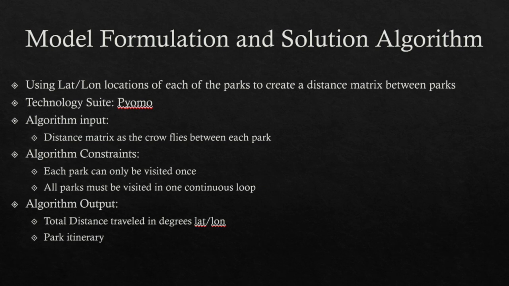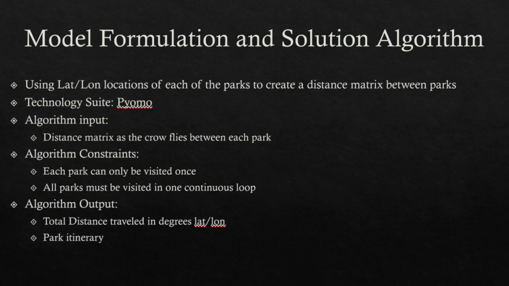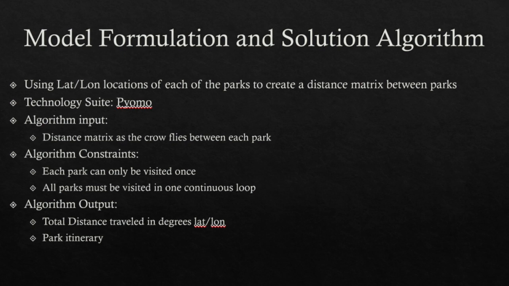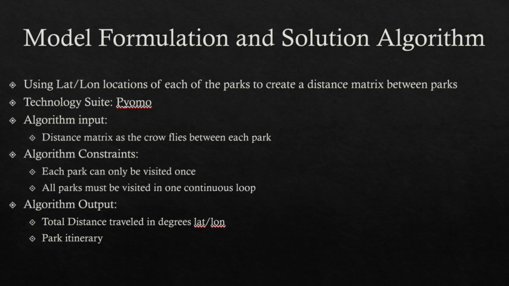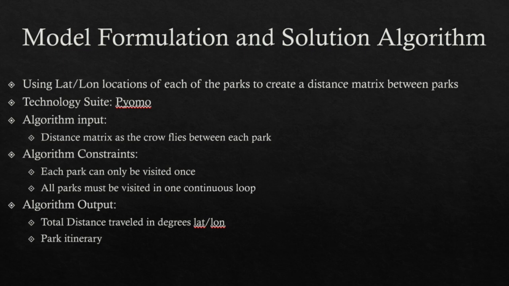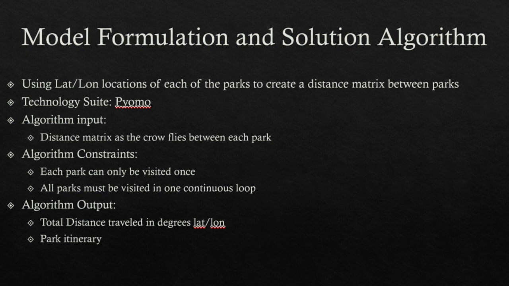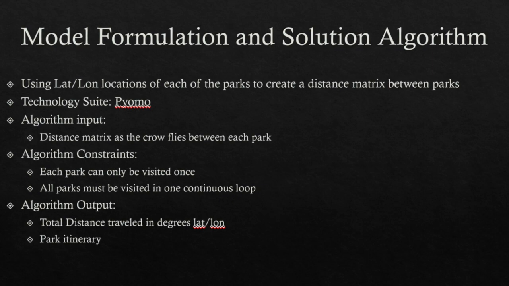The subtour elimination portion of this algorithm ensures that every single one of these parks has a path to the other parks. These three constraints combined will lead you to the shortest path between all of your parks around. Jill will go over in the next section the results of our specific implementation with the parks that we chose.